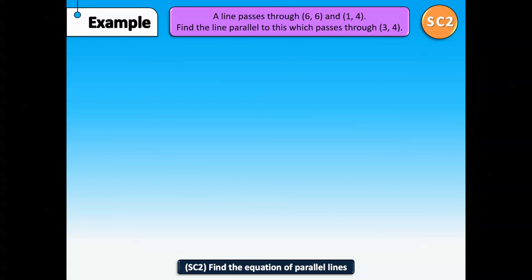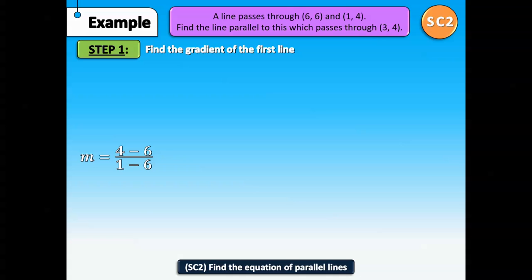Here's another example. A line passes through the coordinates (6, 6) and (1, 4). We want to find the equation of the line parallel to this, which passes through (3, 4). So we find the gradient of the first line. So we do the difference in y-coordinates over the difference in x-coordinates. So 4 take away 6 over 1 minus 6. So that's minus 2 over minus 5, which is 2/5.